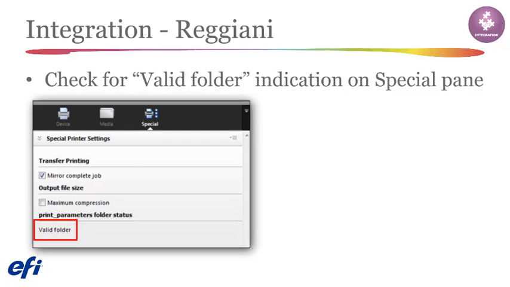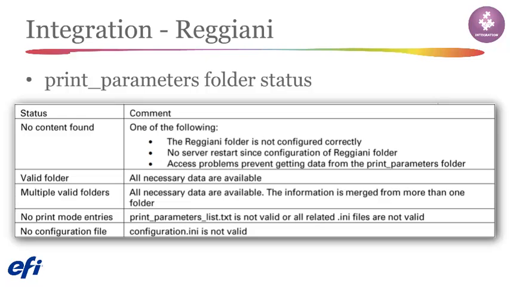Next, switch to the Special tab and check the values shown in the Print_Parameters folder status section. If you have successfully connected to the Reggiani print server, the text Valid Folder should be displayed. If Valid Folder is not displayed, refer to this chart located in the Reggiani supplement document located at help.efi.com/fireexf for a solution to the problem.